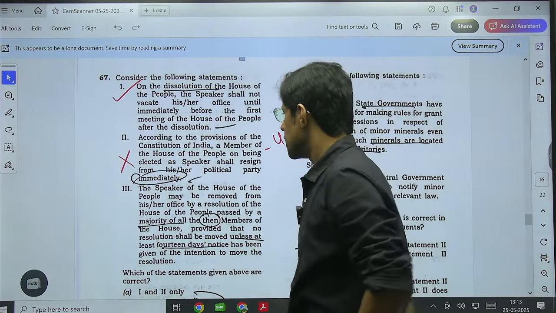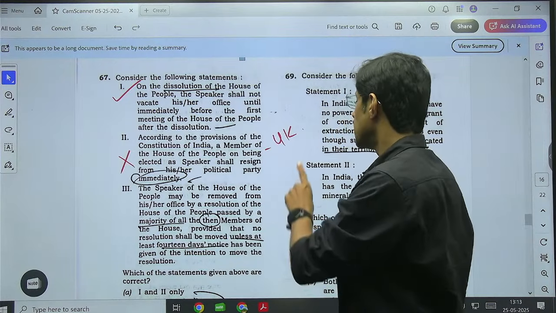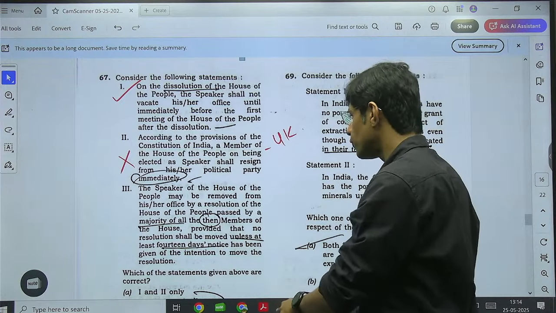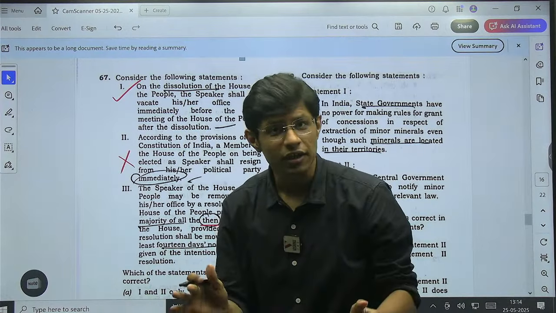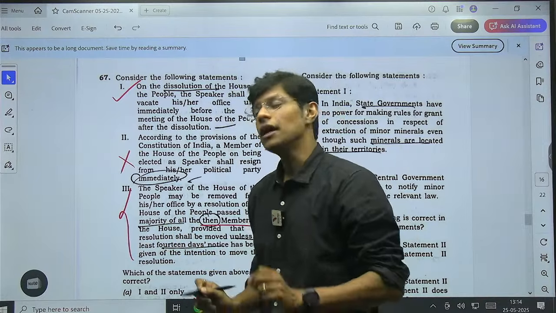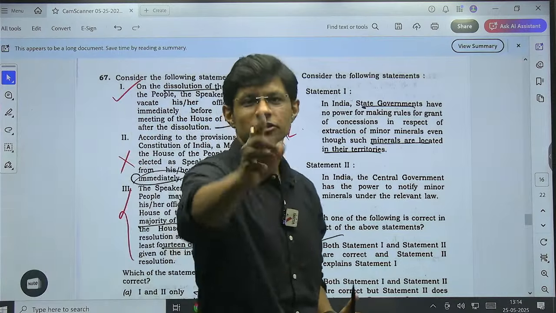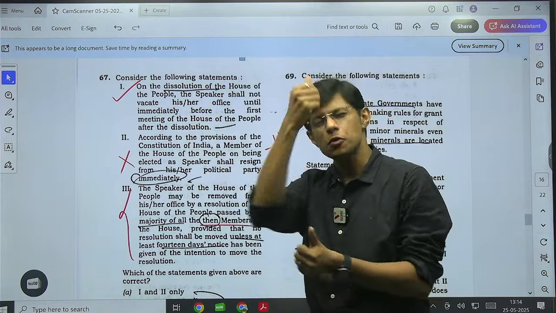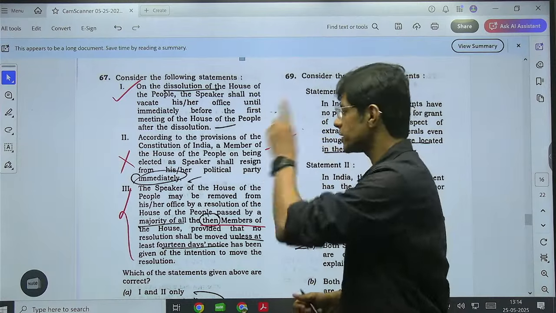Next statement: the Speaker of the House of the People may be removed from his or her office by resolution of the House passed by a majority of all the then members, not only those present and voting. So this statement is a bit tricky. Now this question demands you to know in and out about the position of speaker. And the position of speaker is always in the news, so you are expected to know it in and out.